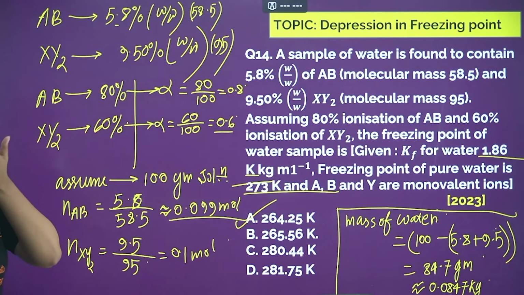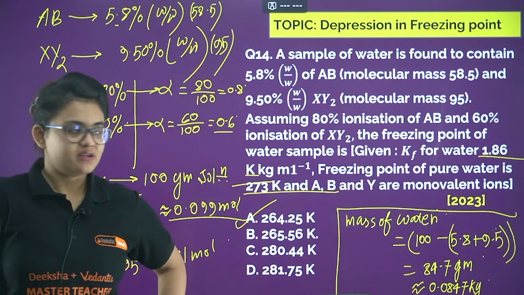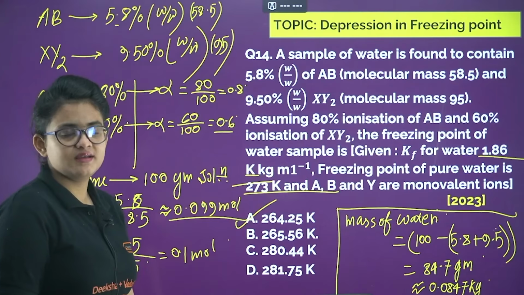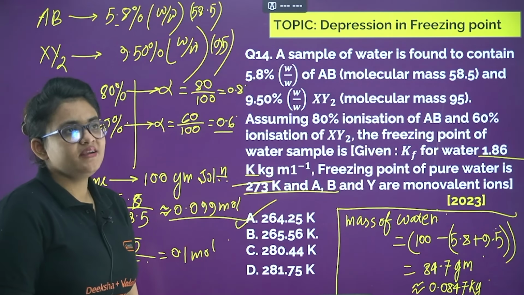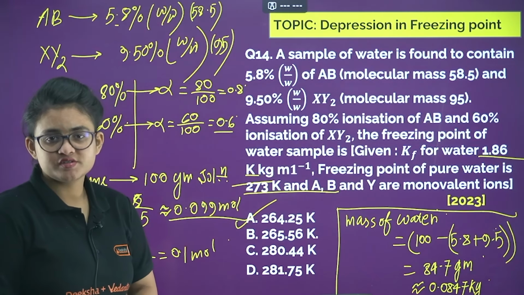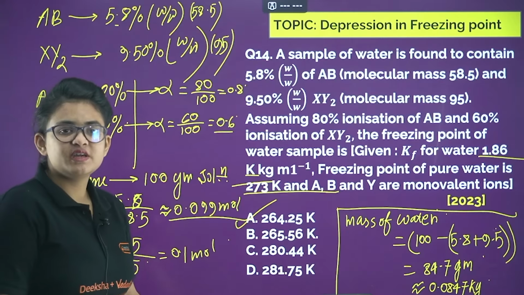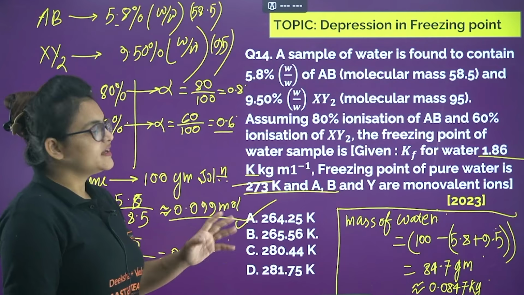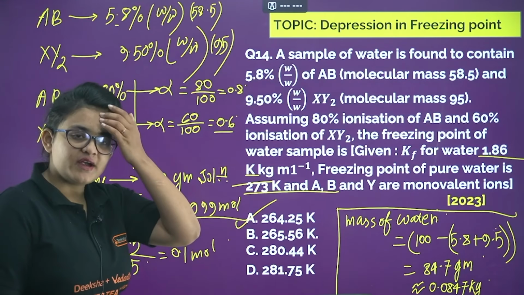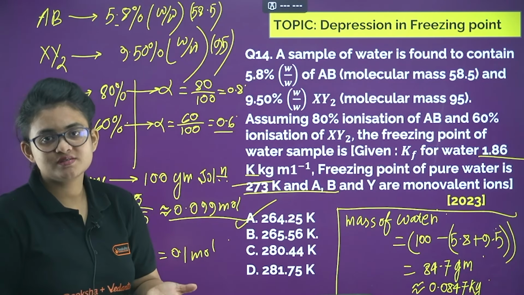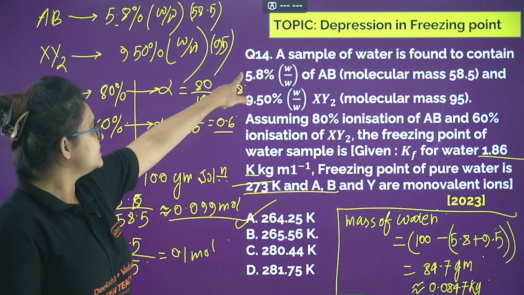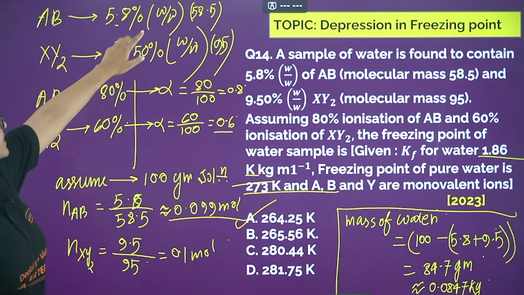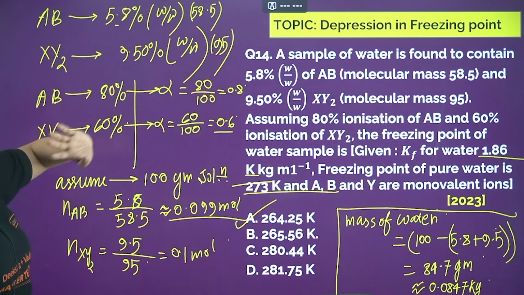Now while I'm explaining, please make a note of it. Majorly you have to find out the freezing temperature, right? You can see the freezing point of the water sample you have to find out. So to find out TF, definitely you have to proceed to delta TF. Delta TF requires molality. From where will you get the molality? To find out the molality, you need the number of moles. From where will you get the number of moles? From these values, right? AB is given this percentage, XY2 is given this percentage.